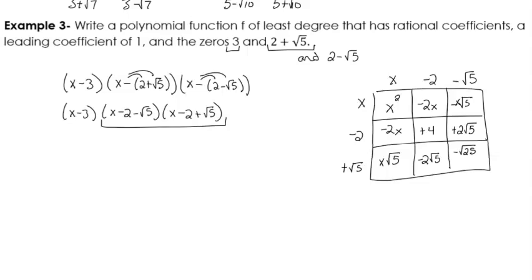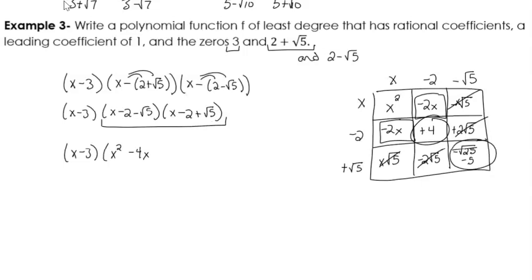So notice that the x square root of 5 and negative x square root of 5 cancel each other out. 2 square root of 5 and negative 2 square root of 5 cancel each other out. And then this negative square root of 25 turns into negative 5 because the square root of 25 is 5. All right, so if we combine things, we have x squared. And then we have this negative 2x, and negative 2x makes negative 4x. And then this 4 and the minus 5 makes minus 1.